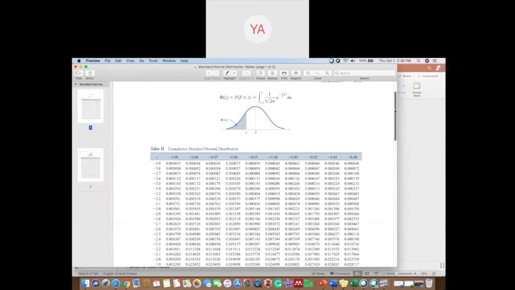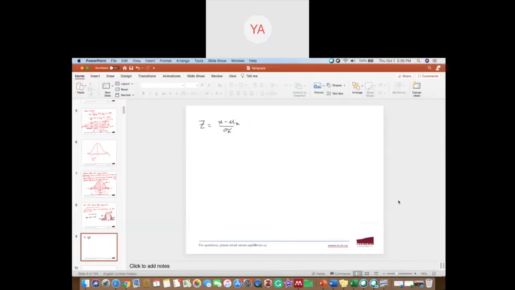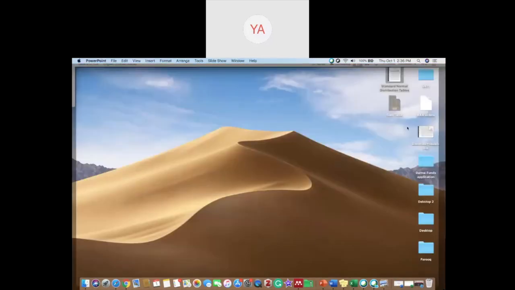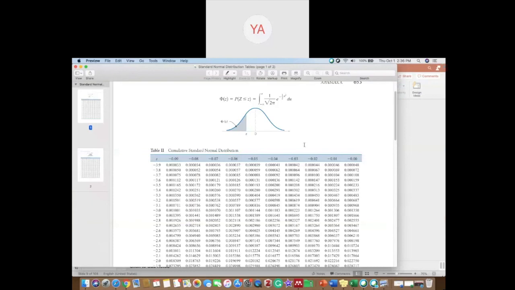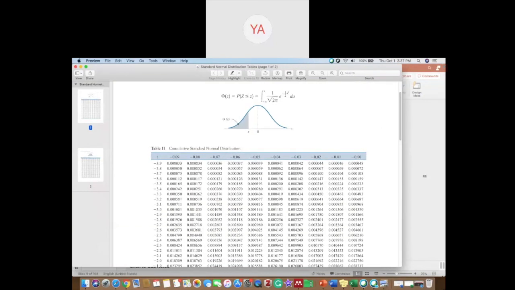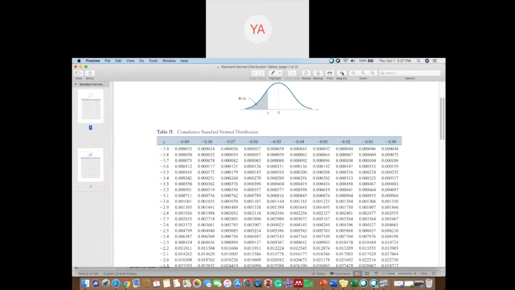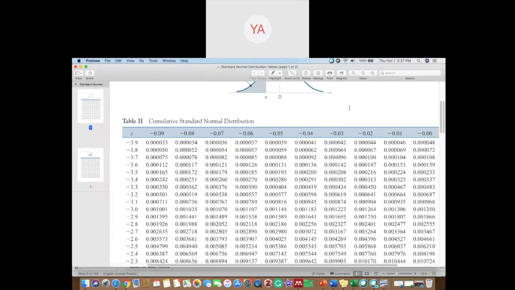Is this table clear to everyone? Oops, sorry. Okay, is it better now?